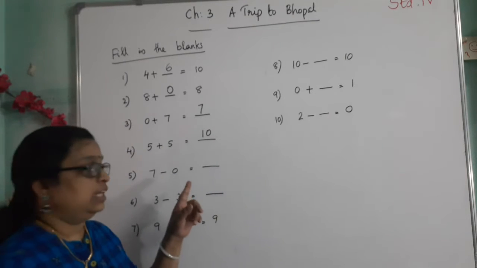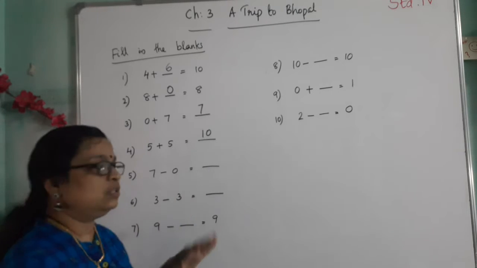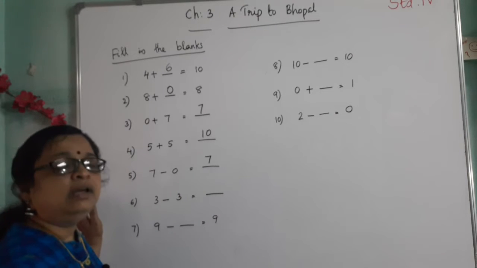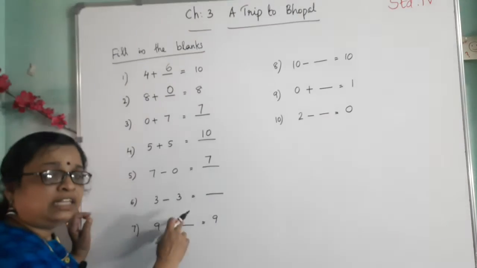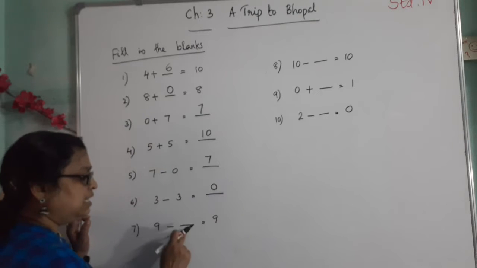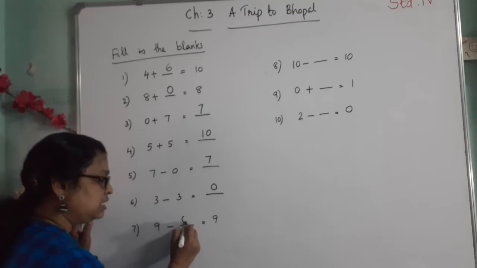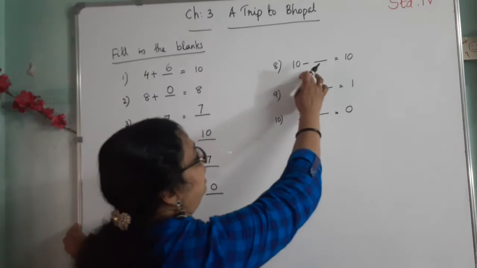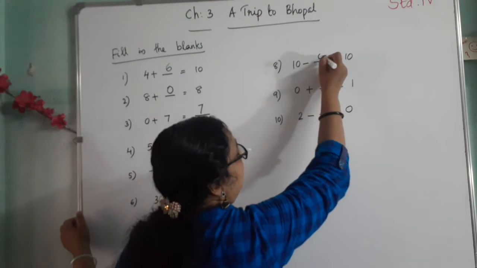7 minus 0, that is 0 is subtracted from 7. 7 is there, nothing is going, so the answer is 7. When 0 is subtracted from any number, we get the same number. Then 3 minus 3: a number subtracted from the same number, we get 0. Here 9 minus dash equal to 9. Again we get the answer 9, so here 0. 9 minus nothing, we get the same number. Then 10 minus dash equal to 10. That is the same number, so 10 minus 0.